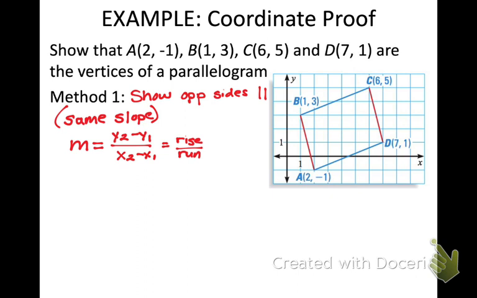Okay, so let's just do it. If it's not on an exact point, what would we have to do, the distance formula? They should always be on an exact point. Yeah. All right, so let's find the slope.